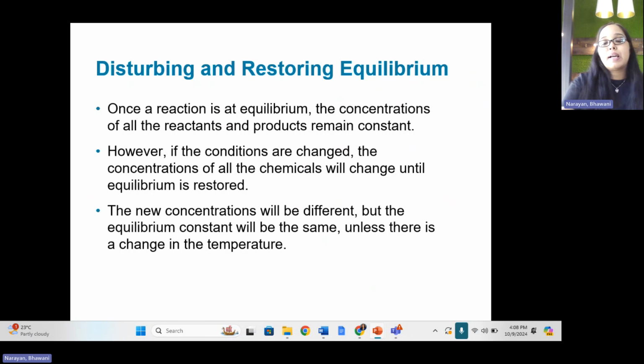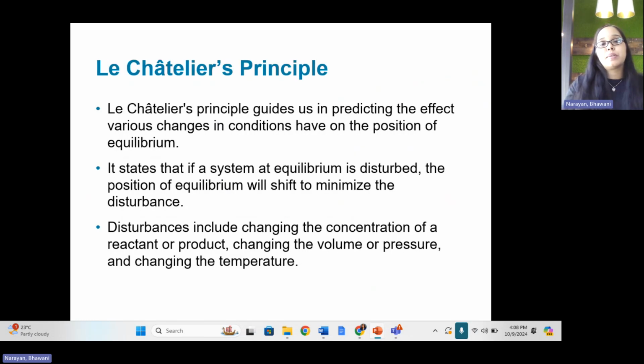And this is given by something known as Le Chatelier's principle. Now, Le Chatelier's principle guides us in predicting the effect of various changes in conditions on the position of equilibrium. It states that if a system's equilibrium is disturbed, then the position of the equilibrium is going to shift in order to negate or minimize the disturbance. What are these disturbances? We might change the concentration of a reactant or product, we might change the volume or pressure, or we might change the temperature.